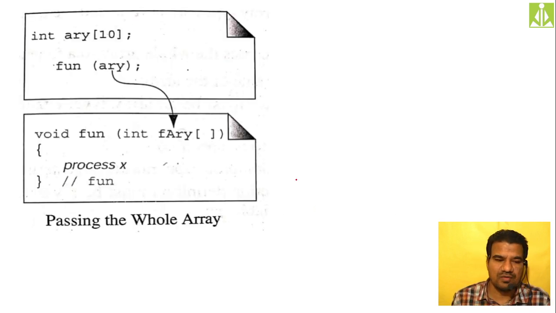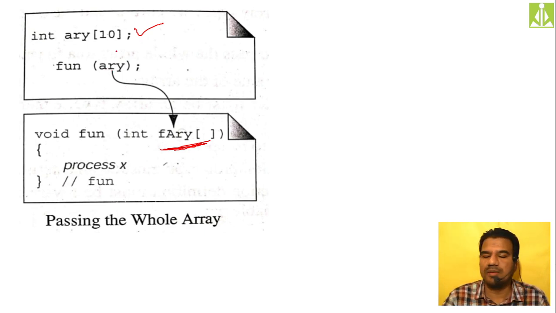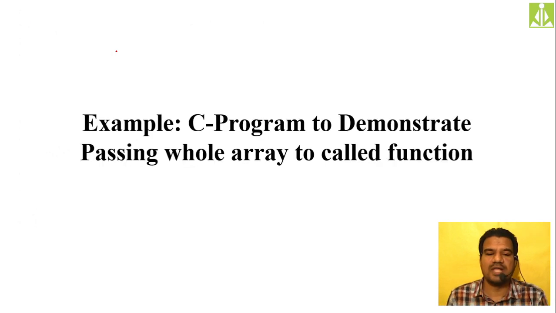Now you can see over here, we have declared an array with 10 elements. The array name is ARY, so I am passing that ARY over here. Passing the array name is nothing but passing the first memory location's address, and that address I am receiving like this. You have to write it like this and receive that address over here. Now using this FARY, the formal array, I can access all the elements from this actual array. I will show you how it is possible. We'll demonstrate with the help of a program.